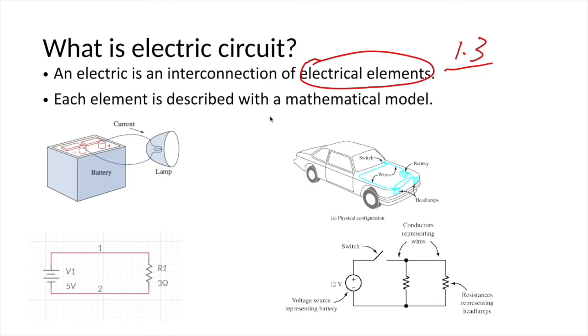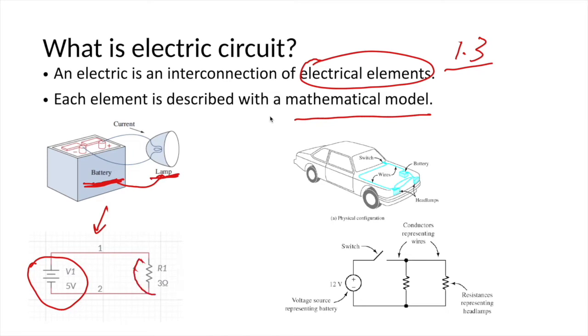In the first figure, we have a battery and a lamp, and the battery is supplying power to the lamp. It can be represented by mathematical models as shown in this figure. We can represent the battery, and we also use a resistance to represent the lamp, and we have the solid line to represent the wire. So we build the circuit.